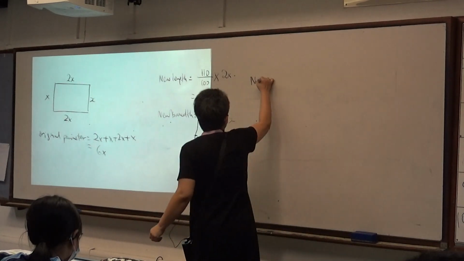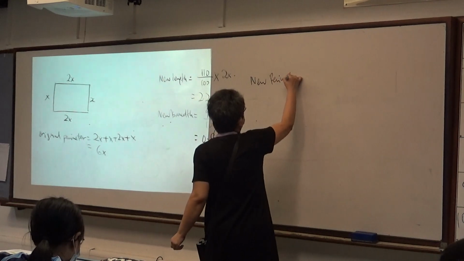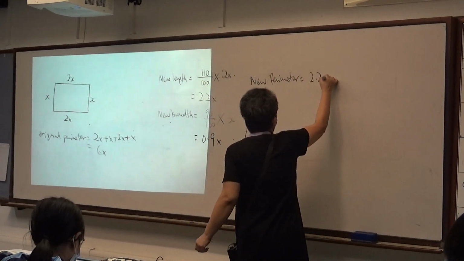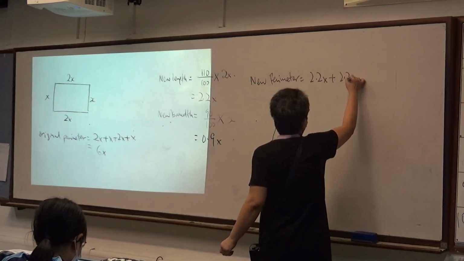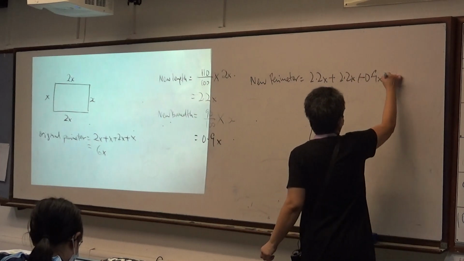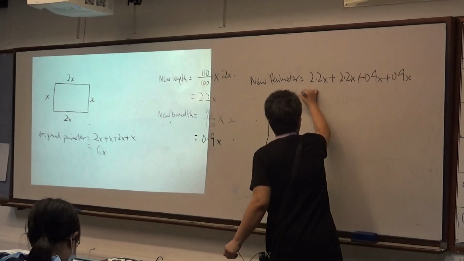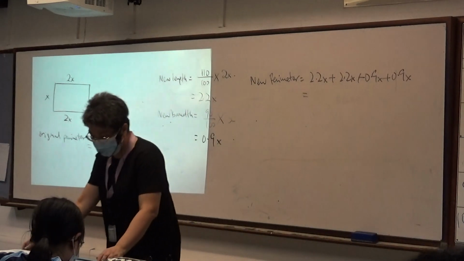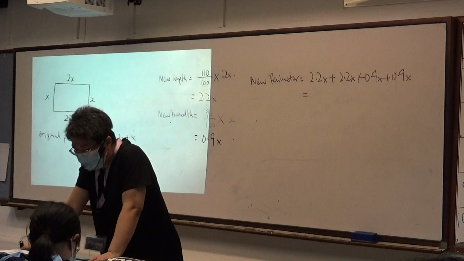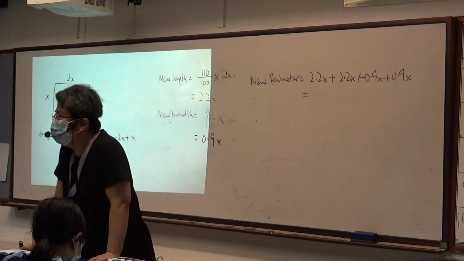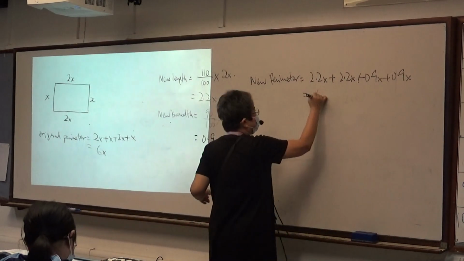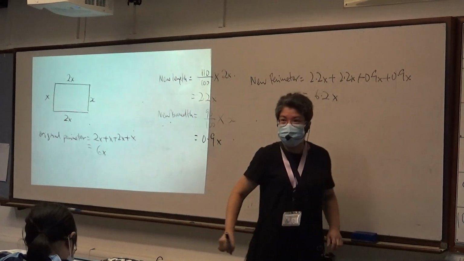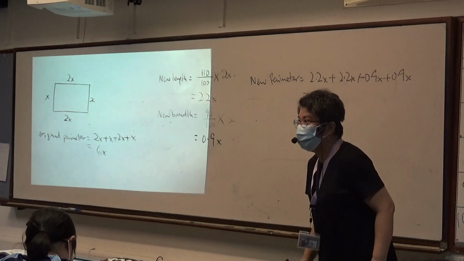Now, what is the new parameter? 2.2x plus 2.2x plus 0.9x plus 0.9x, right? Altogether, how many x? 6.2x, okay. Are we okay? Yes or no? Now, what did the question say?